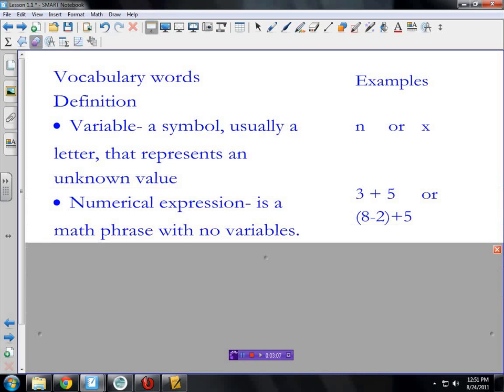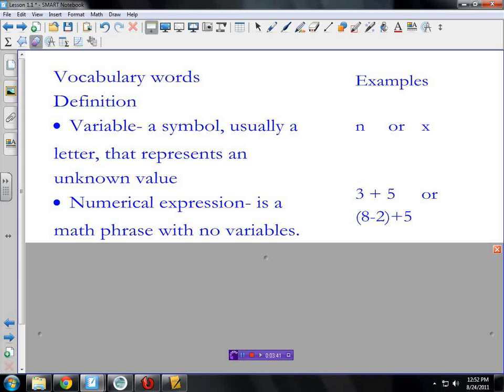Right. And then we have two different types of expression. One is numerical expression, and this is a math phrase with no variables. So on the side over there, I have 3 plus 5, or parentheses 8 minus 2, parentheses plus 5, right? No variables in those, right? So those are numerical. And if you look at numerical, what word does it remind you of? Number, which makes sense because you only have numbers and operations. So that makes sense.